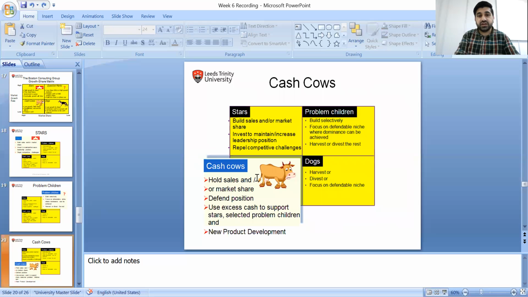At cash cows, we hold a sale. We have a market share. Yes, we define positioning, what we are going to sell. What is about our product, what type of quality we are going to offer. We use excess cash to support star selected problem children, and at this stage basically we focus on the small problems, small issues to increase our sale. We develop a new product at this stage.